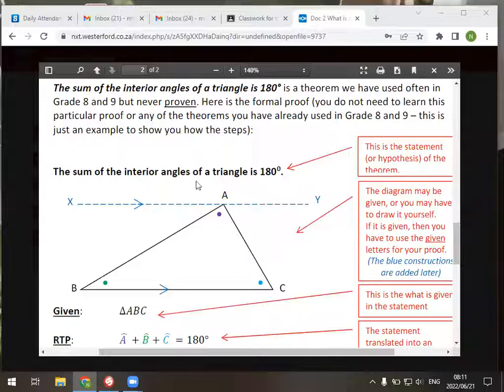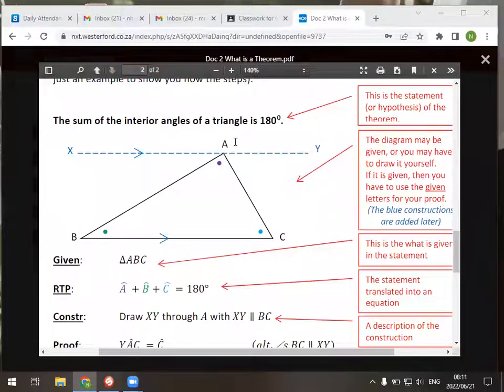All right, so the first thing is they state the theorem. All right, that's the very first thing. They write it out in words. The sum of the interior angles of a triangle is 180 degrees. You can see there, that is the statement or the hypothesis of the theorem. Next up, they give you a label diagram.